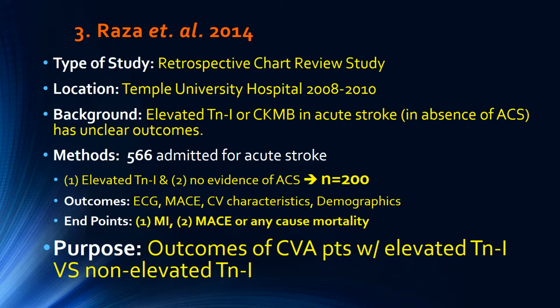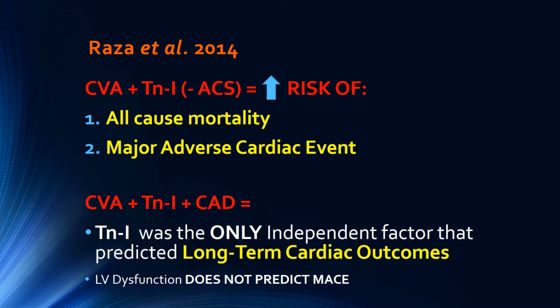And again, the purpose is to compare those with elevated troponins to those with no elevated troponins. All the patients had the ischemic stroke. And so the conclusions that we can pull from this article is those that present with elevated troponins are at increased risk of all-cause mortality as well as MACE, or major adverse cardiac events.